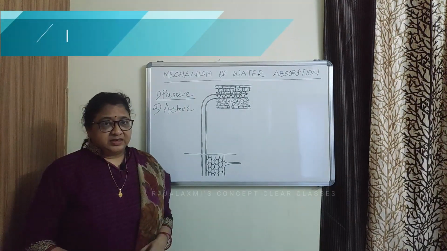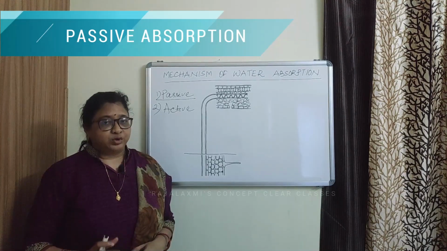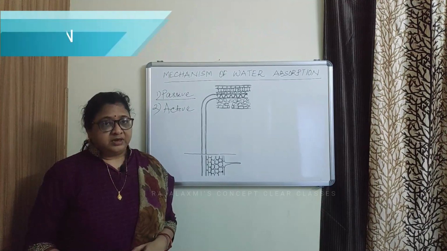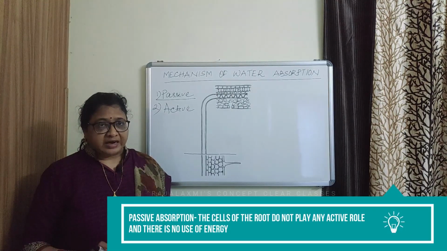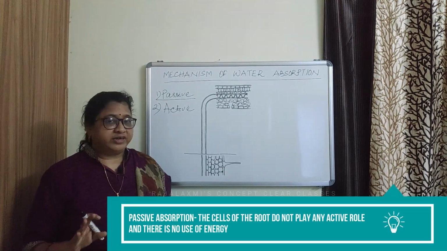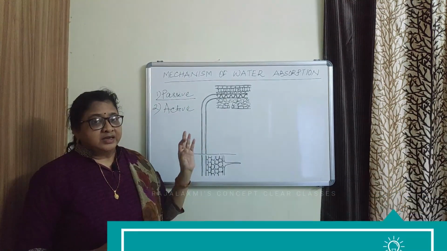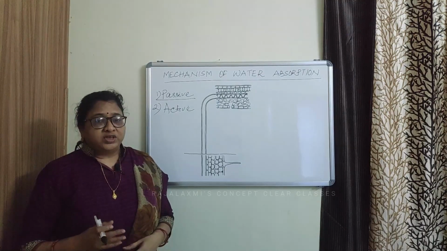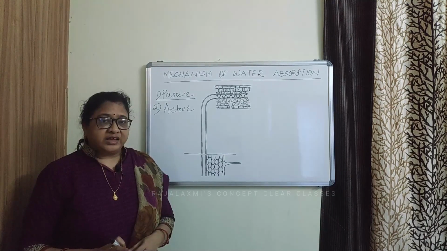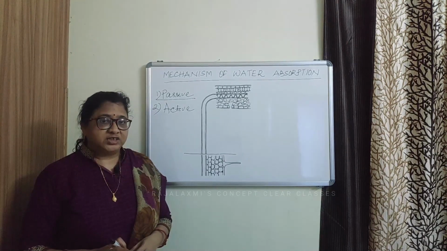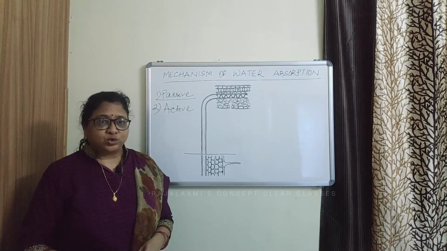As the name indicates, passive means the root cells do not play any active role. So water absorption in which the root cells do not play any active role and there is no expenditure of energy is called passive absorption. Here the force involved in the absorption of water is created in the aerial parts of the plant, mostly the leaves. In the leaves, there are minute pores known as stomata.